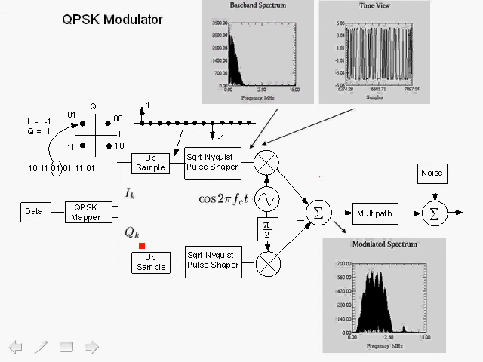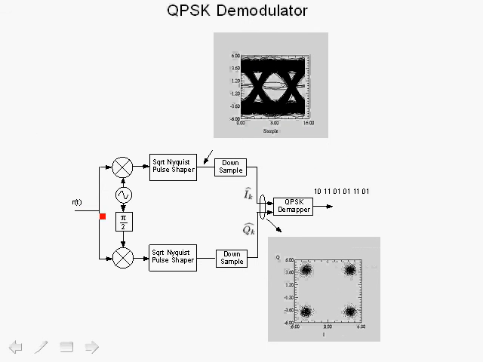Now on the quadrature side, we modulate using sine 2 pi Fc t. So with this phase shift of 90 degrees, we modulate using the sine. Then we subtract it from the modulated in-phase term, and we get a real signal, which is a double sideband suppressed carrier centered around the carrier frequency Fc. The signal then goes through a multipath channel, and then we have additive noise, and we receive the signal at the receiver, in which we go through the demodulation process.